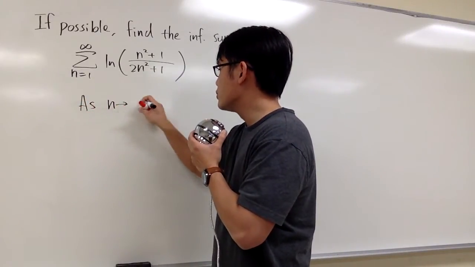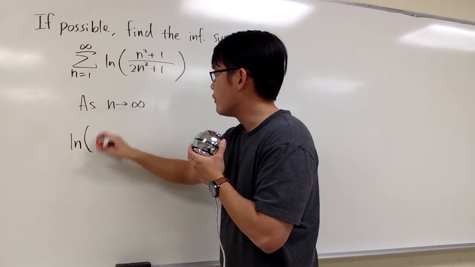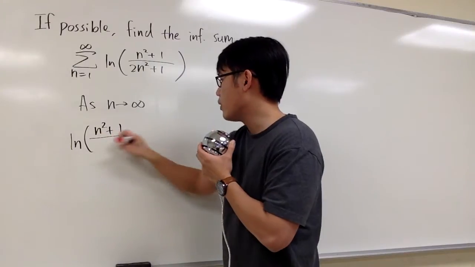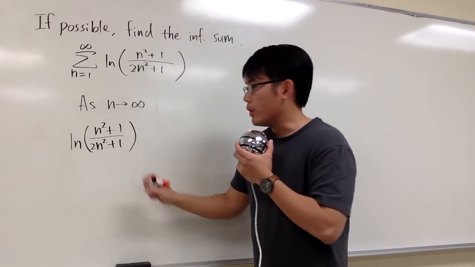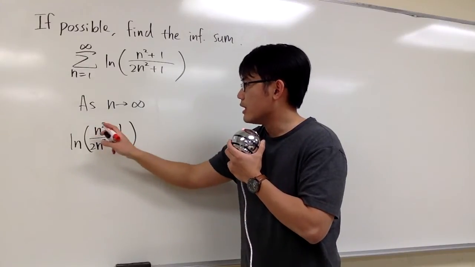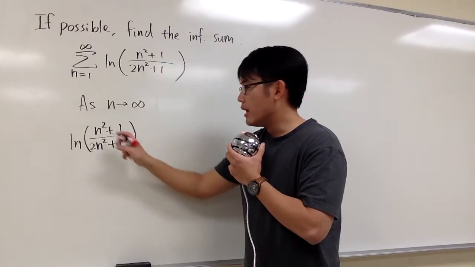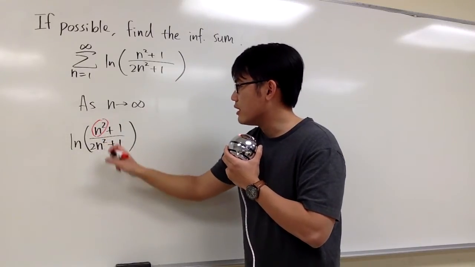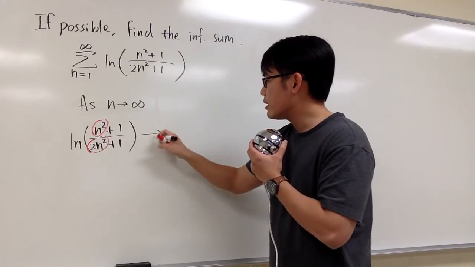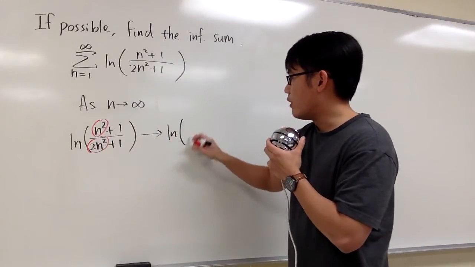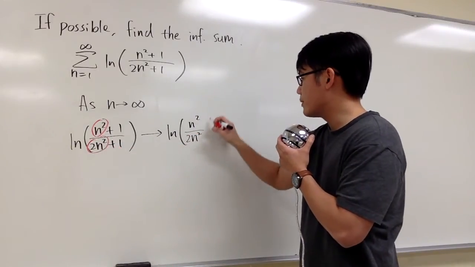As n goes to infinity, I will just write down this expression right here, which is ln of (n squared plus 1) over (2n squared plus 1). Well, let's do this inside out. The inside we have (n squared plus 1) over (2n squared plus 1). On the numerator, only n squared matters. On the denominator, only 2n squared matters, right? So this right here, we approach ln of n squared over 2n squared.